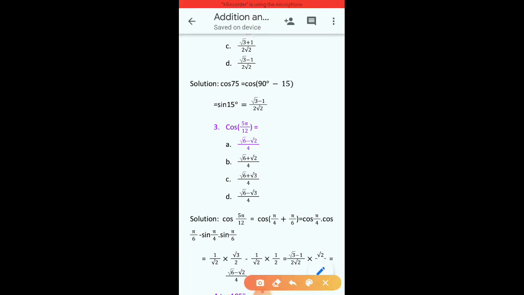If you put all the values of these formulas, then we will get 1 upon root 2 into root 3 by 2 minus 1 by root 2 into 1 by 2, then we will get root 3 minus 1 by 2 root 2, and if we rationalize this term, then we will get root 6 minus root 2 upon 4. That means option number E is the correct answer. Root 6 minus root 2 upon 4 is the correct answer.